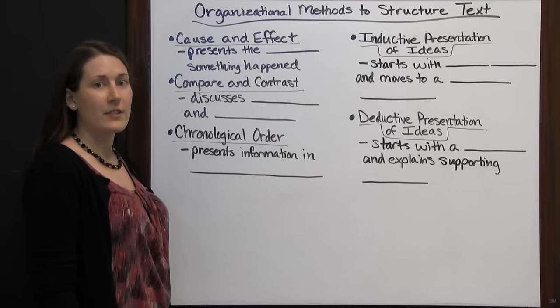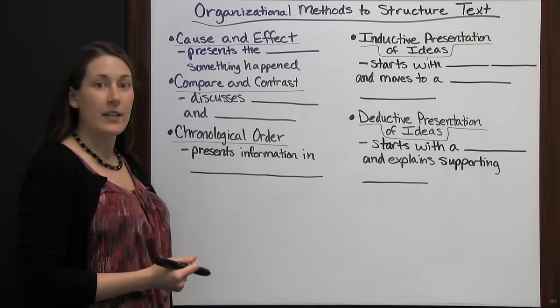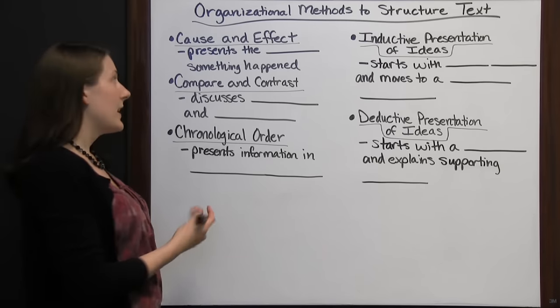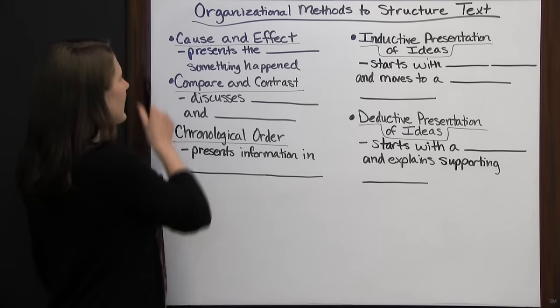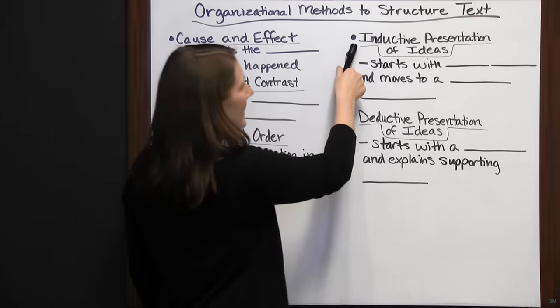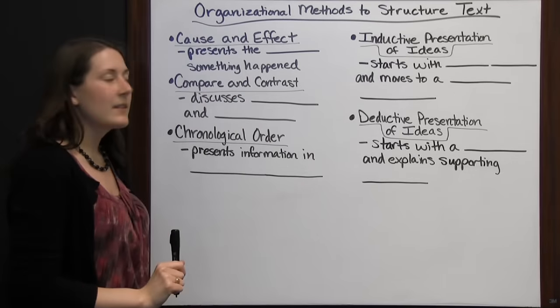Organizational methods to structure text. Authors organize their writing based on the purpose of their text. And five of the main methods that authors use to structure their text are cause and effect, compare and contrast, chronological order, inductive presentation of ideas, and deductive presentation of ideas.